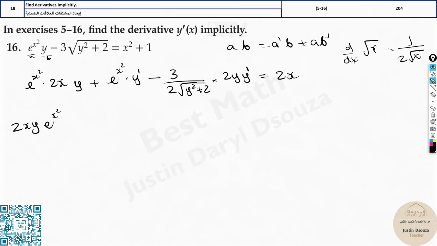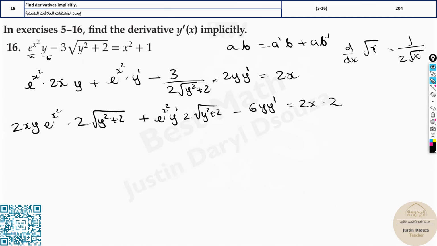2xy e to the power x squared multiplied by again 2 square root y squared plus 2. Plus again over here it is e^(x squared) y prime multiplied by 2 square root y squared plus 2 minus, what do we have over here? It's 3 times 2, 6y y prime. Now I don't write any denominator or multiplying because when we multiply 2 square root y squared plus 2, it cancels off. That is equal to, what is at the right side? 2x multiplied by 2 square root y squared plus 2.